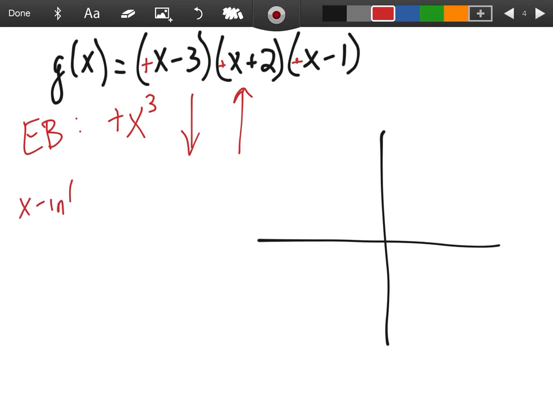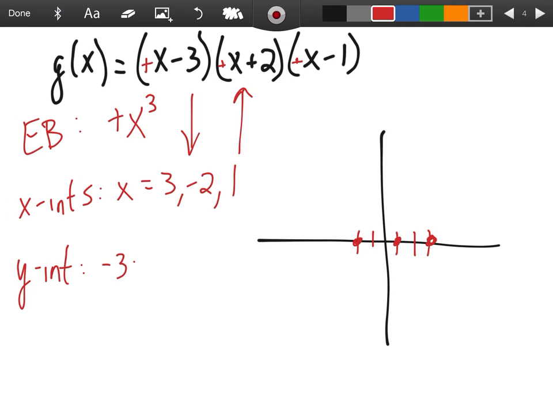Then my x-intercepts are going to occur just when the function is equal to 0. So at x equals 3, x equals negative 2, and x equals positive 1. So let's get those on the graph. Negative 2, 1, and 3. And then my y-intercept, well, just set x equal to 0. That's going to be negative 3 times 2 times negative 1. And negative 3 times 2 gives me negative 6, times negative 1 gives me a positive 6. 1, 2, 3, 4, 5, 6.